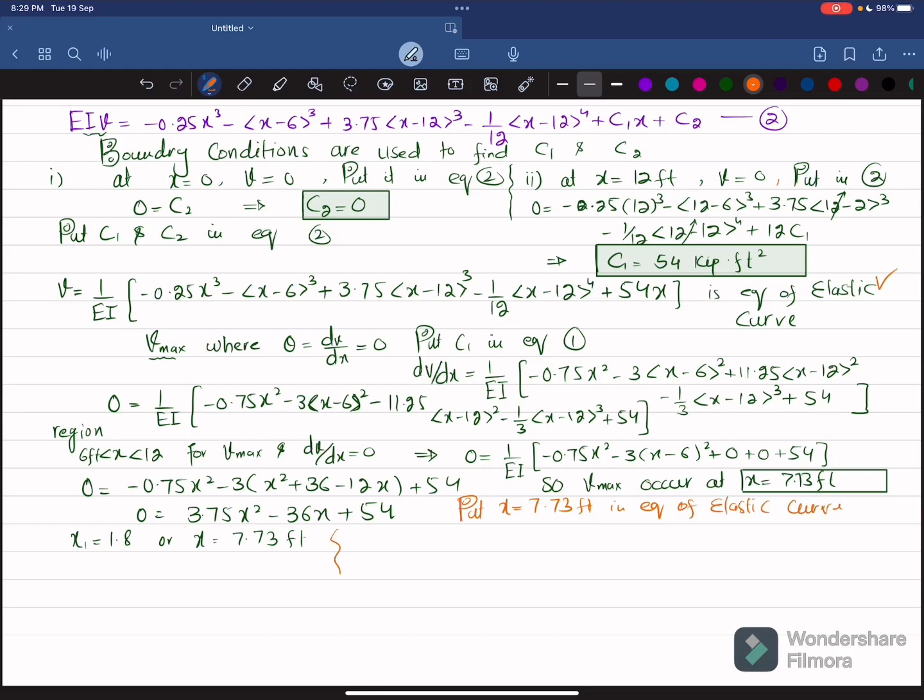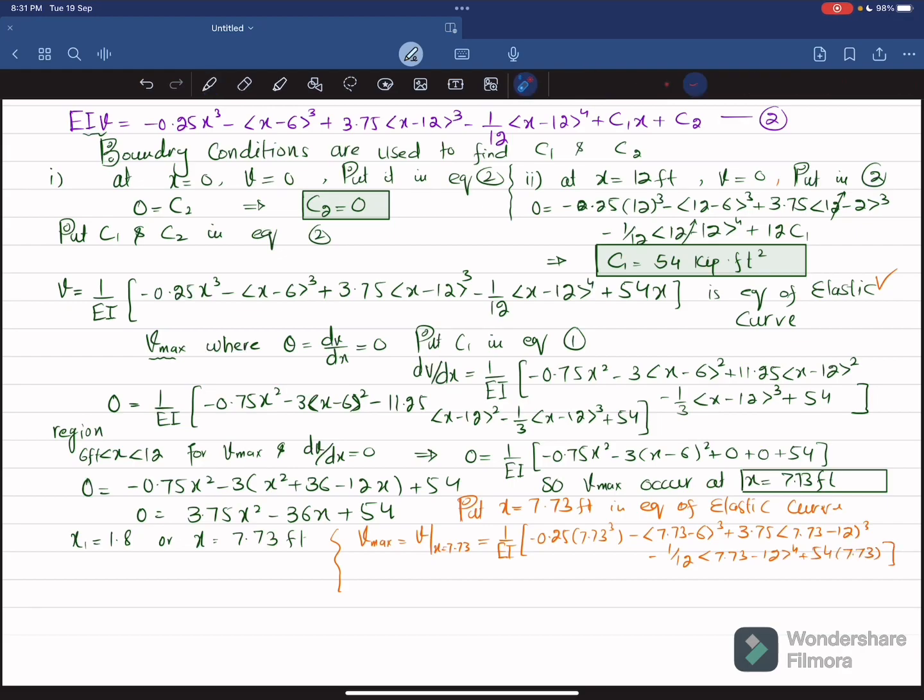So you will get V max, or you can also say deflection at x is equal to 7.73 is equal to 1 over EI into minus 0.25 into 7.73 cube minus 7.73 minus 6 cube plus 3.75 into 7.73 minus 12 cube minus 1 over 12 into 7.73 minus 12 power 4 plus 54 into 7.73. Okay. So this term is negative, and anything inside the Macaulay bracket that is negative will be 0, and this term will be also 0. So after solving this, you will get V max will be equal to 296.77 divided by EI, and unit will be kips into cubic feet.